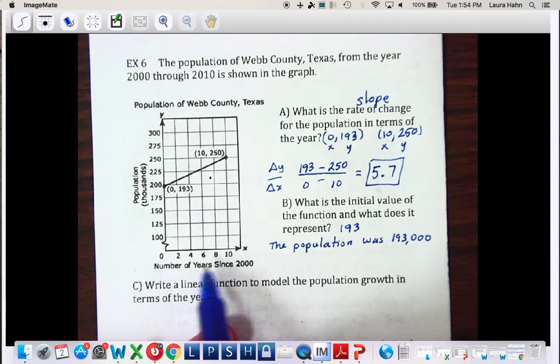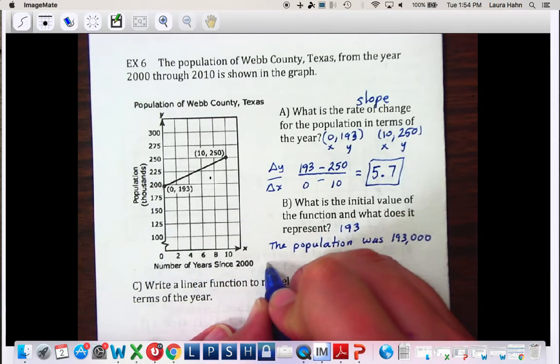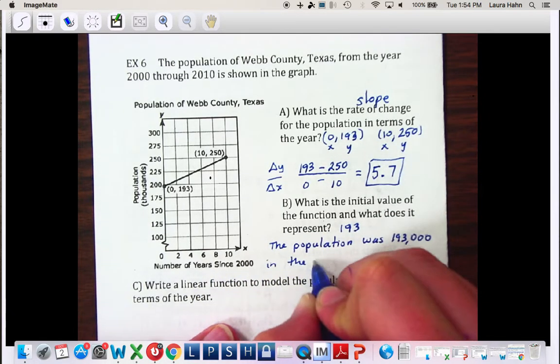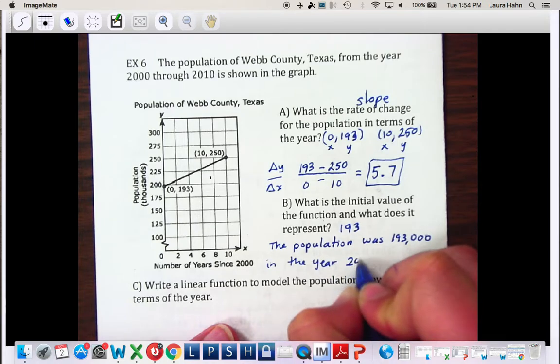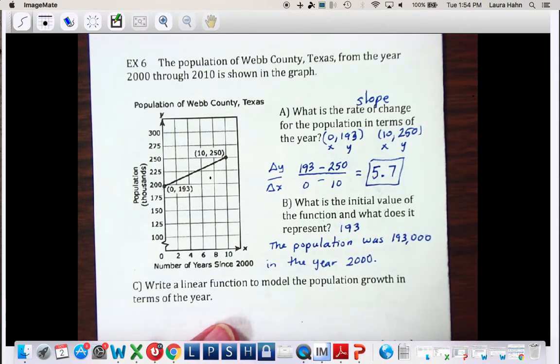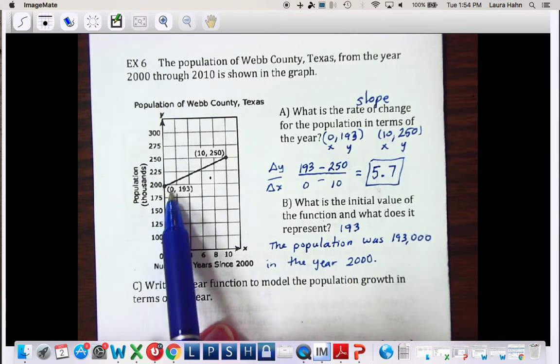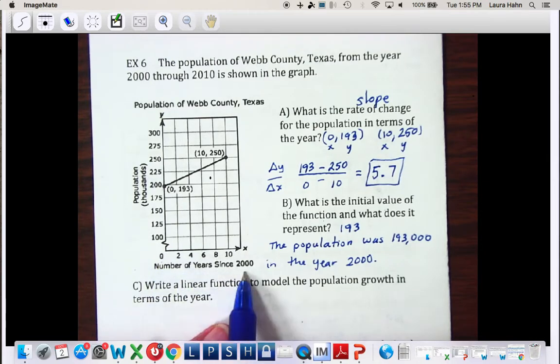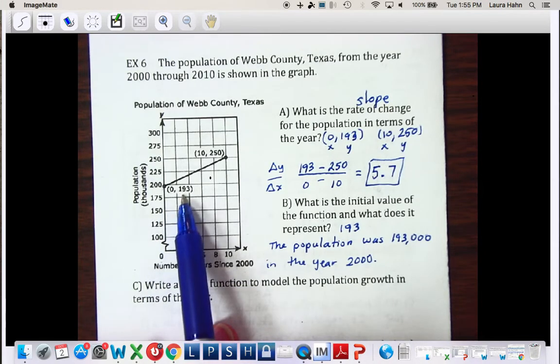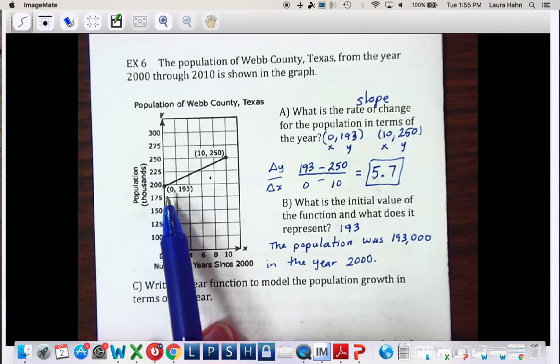Okay, so I know it was 193,000, the population was, in the year 0. Remember, this means 2000. So in the year 2000. Because the 0 is talking about your x, that means it's the year 2000. The y is talking about your population. So I know this was the population in the year 2000.